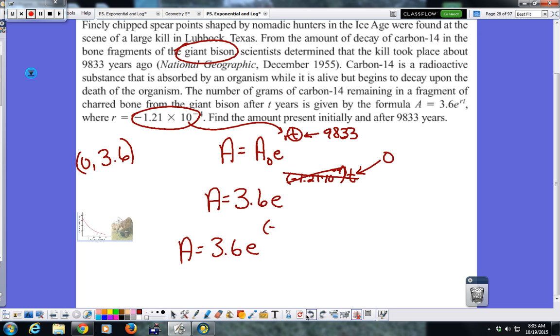Let's go back and review real quick what scientific notation means. Negative 1.21 times 10 to the negative 4 simply means take your decimal and move it 4 places to the left. So if you want to write that as a decimal, that would be 0. Move it once, you're to the left of the 1. We need to move it 3 more times, so put 3 more zeros: 0.000121, times the time, which is 9,833. We simply type that into our calculator and we're done.